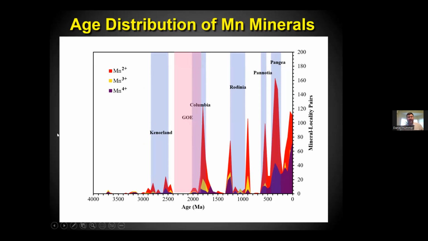And when you plot this up for manganese minerals, which is the first thing that I did with the manganese mineral data set, what you find is that indeed there are spikes in mineralization that seem to surround the appearance of the supercontinents, exactly the same supercontinents that were forming zircons. So again, we see this strong effect of tectonics. The mineralization seems to coincide really well in most cases with supercontinent formation.